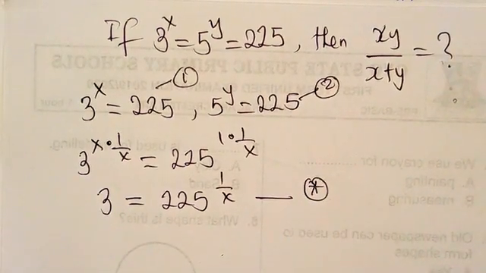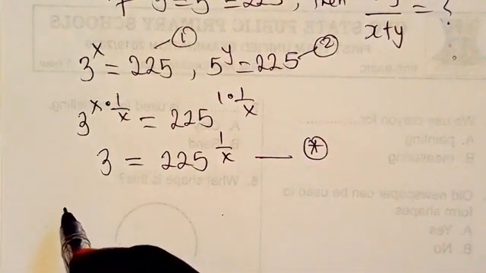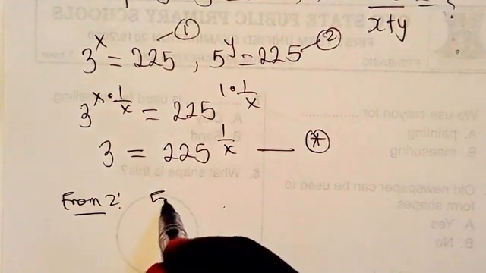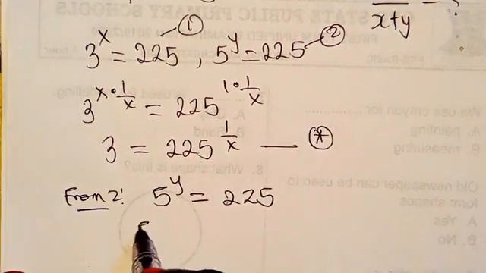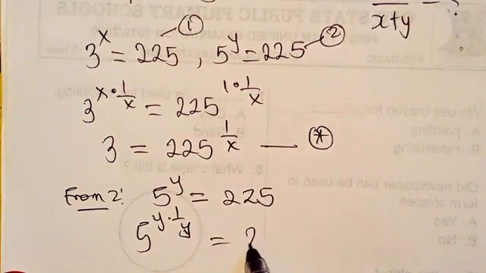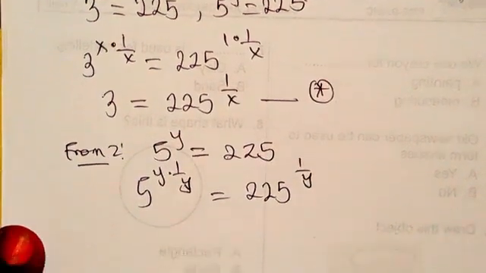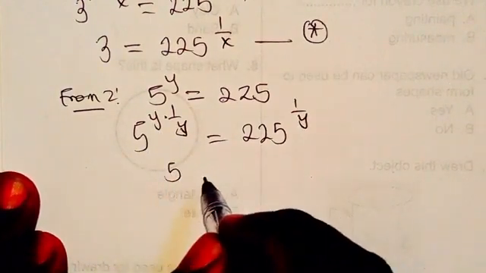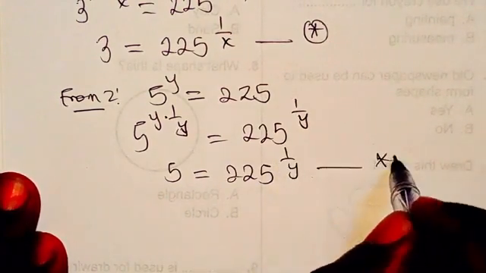The next thing we are going to do is pick the second one, which is equation 2. We have 5 to the power y equals 225. The same thing, taking the y root of both sides of 225, this is going to be 1 over y. Are you following? Now we cancel this, and we have 5 equals 225 raised to the power 1 over y. Let's call this star star.